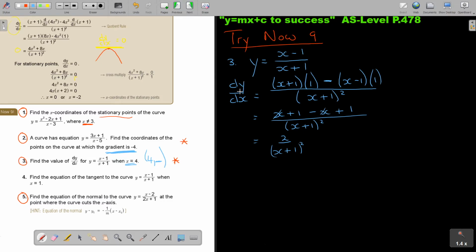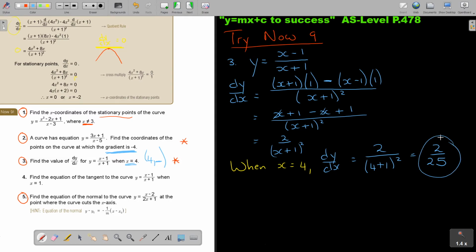Okay, now, you don't substitute. You substitute in the place of x. So that's why I say when, not the gradient, when x is 4, then I can say dy by dx equals, and now I just substitute 4 in the place of x. And that will give me 2, and 5 times 5 is 25. And that's the answer. So that is the value of dy by dx. It's 2 out of 25. It's actually easier, so can you see that?